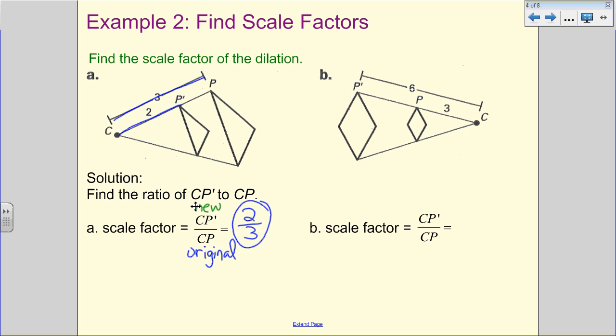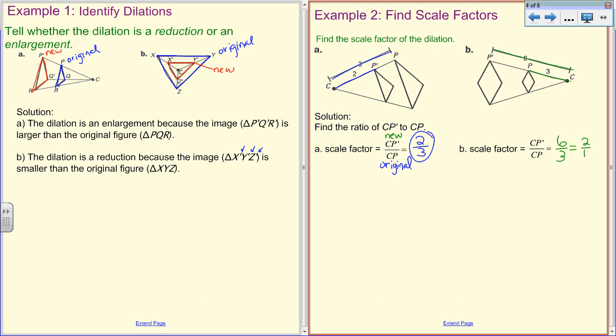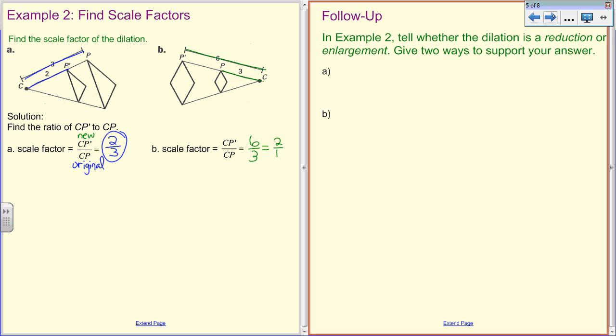The scale factor of the second one, C to P prime, is 6. C to P is 3, and we're going to reduce that down like we would all of our scale factors. And we have a scale factor of 2/1. So what we want to do is take a look in the follow-up at how those scale factors tell us if we had a reduction or an enlargement. So if we take a look at it, the first one is going to be a reduction.